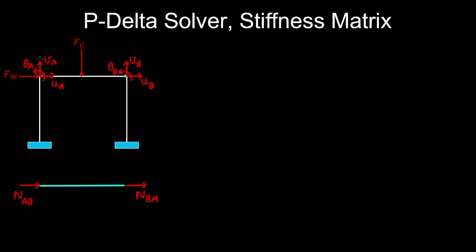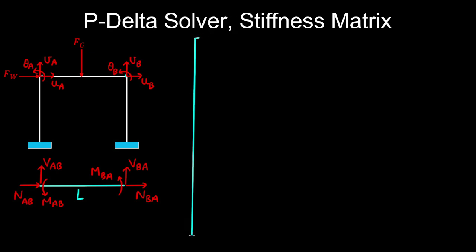And the lateral displacements and rotations lead to shear forces and bending moments. So we have a shear force at node A and another shear force at node B and a bending moment at node A and a bending moment at node B. And the length of our element is L.